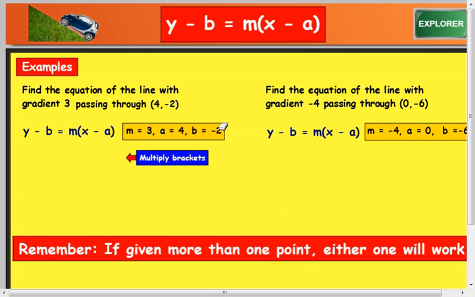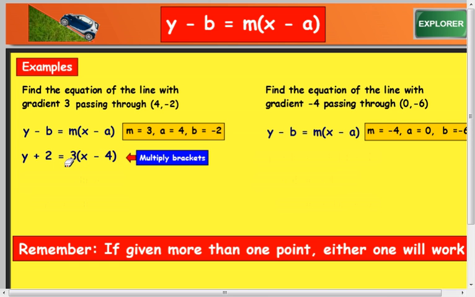It's a case of substituting these three values in the correct places. So instead of y take away b, we're going to write y take away negative 2. So that becomes y plus 2. We can write y take away negative 2 if you want. The gradient is 3. And then we're going to have x take away whatever a is. In this case 4. So x take away 4.